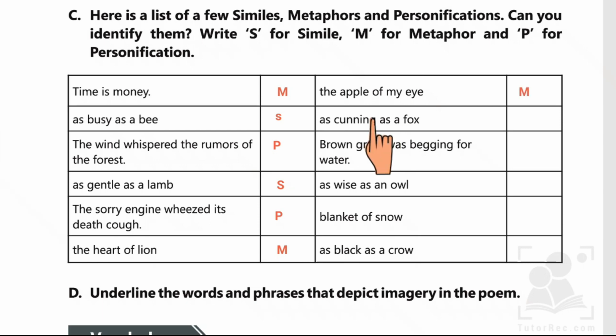Because it is all comparison. As cunning as a fox. Simile. Brown grass was begging for water. Begging is a human characteristic, personification. As wise as an owl. Simile. Blanket of snow. Metaphor. As black as a crow. Simile.